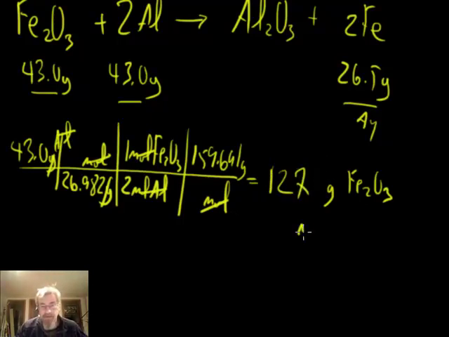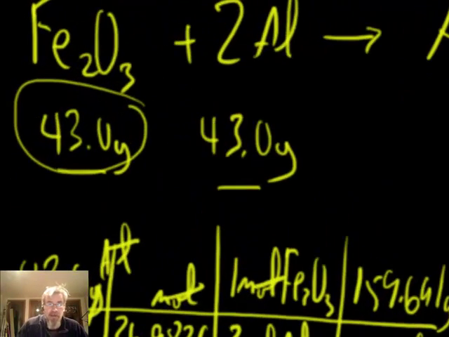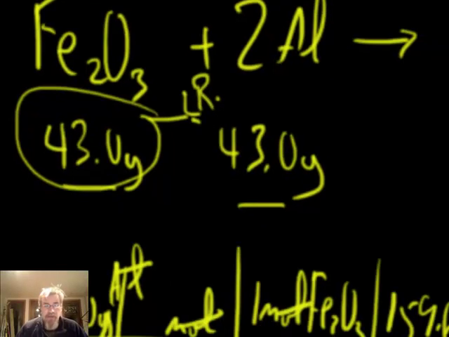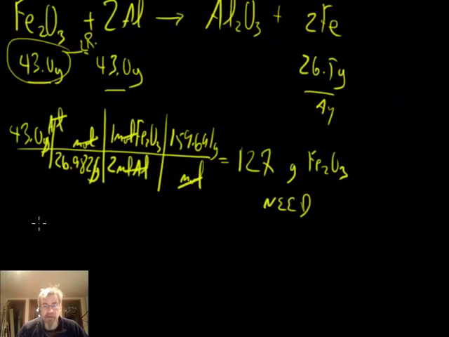Now what does that mean? That, remember, means how much I need. I need 127 grams to use up all the aluminum. I don't have that much. I have only 43 grams. So my limiting reactant is the 43 grams of iron(III) oxide, which is all I have. My next step is to use that to figure out my theoretical yield.